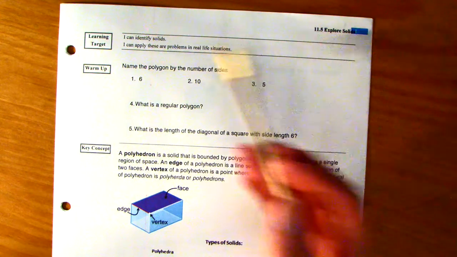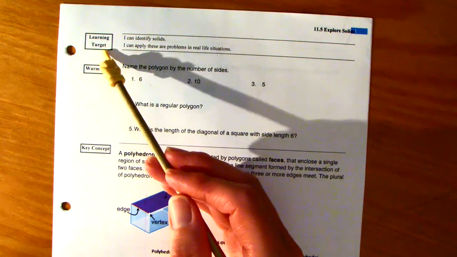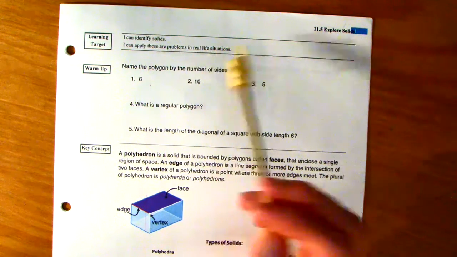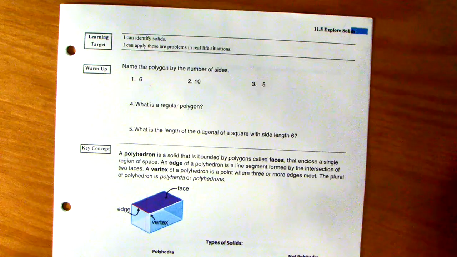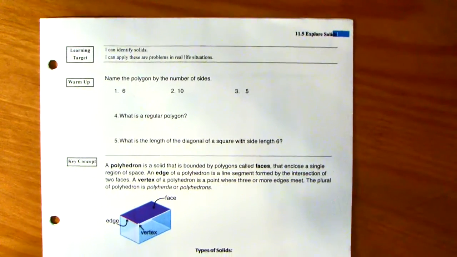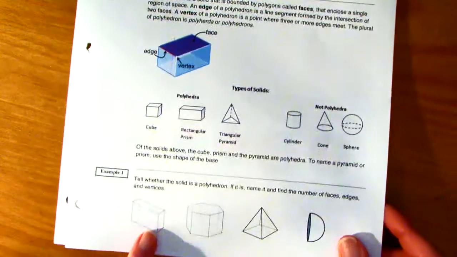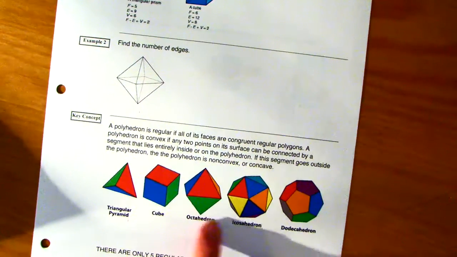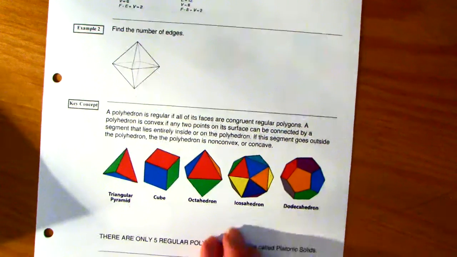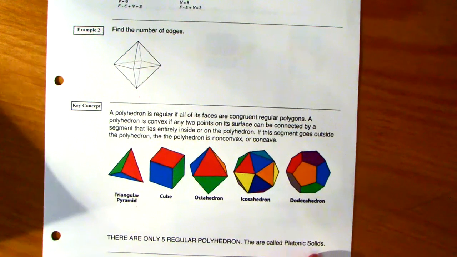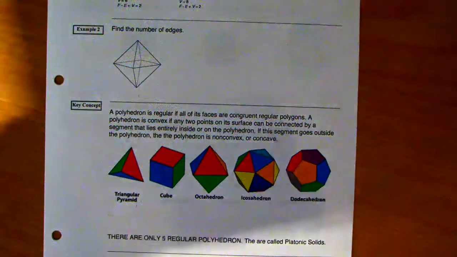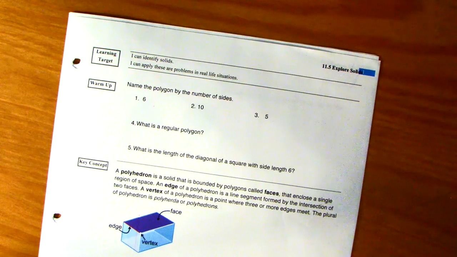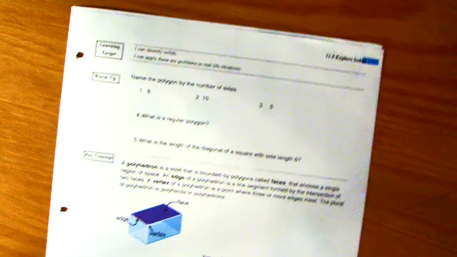Explore solids. I can identify solids. These are learning targets, and I can apply these area problems in real life situations. Now, I don't know if you recall having a bunch of shapes kind of like this, or actually more like this. There's solids, and I have it in a box in the classroom. These are called platonic solids. There are only 5 regular polyhedrons. So here we go. Let's look at some of these problems, and then you can understand the vocabulary I just used.